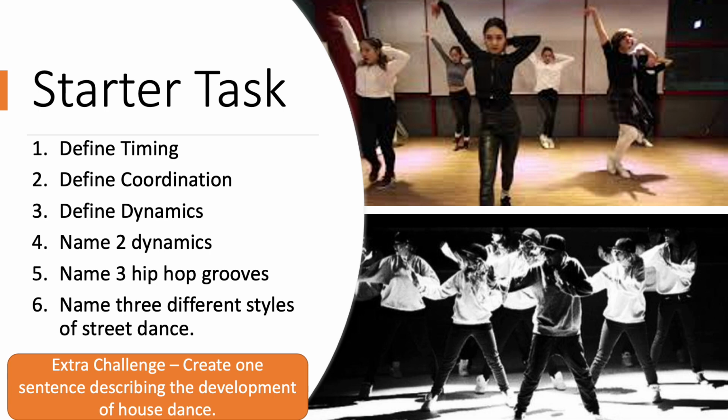Number 6, name 3 different styles of street dance, so remembering that street dance is our big umbrella term and there are different styles underneath it. So you could have had crumping, breaking, locking, voguing, popping, house dance, b-boying or b-girling.